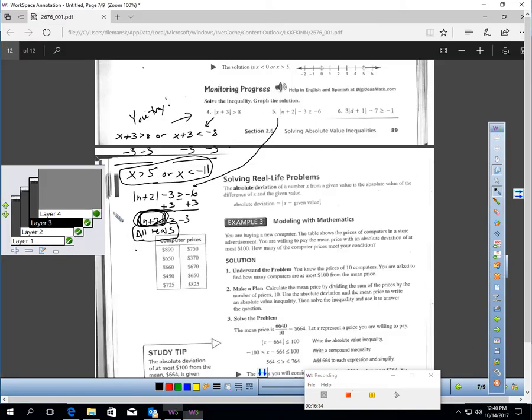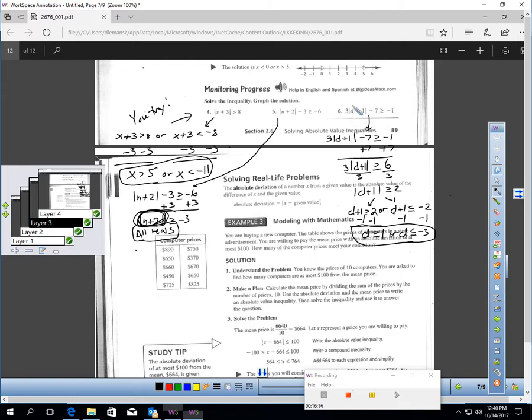And then the final question for number 6, we must isolate the absolute value first. So add 7 to each side, which gives us 3 times the absolute value of d plus 1 is greater than or equal to 6. Divide each side by 3. So the absolute value of d plus 1 would be greater than or equal to 2.